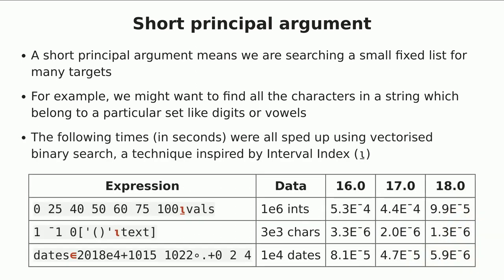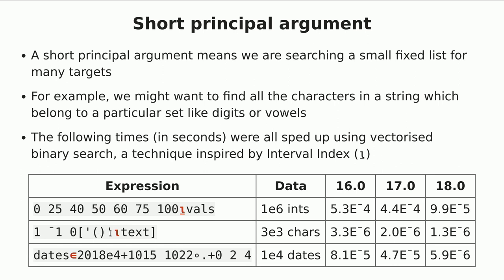So we've done a whole bunch of work on these short principal argument set search functions. So you can see here this first expression. It's grouping your values. Here's another case of interval index. So you have some boundaries, and you're grouping your values and saying which of these intervals between them does it go in. So for each value, I want to know whether it's 0 to 25, or 25 to 40, or 40 to 50, and so on. And this you can see, it's been made about 5 times as fast since Dyalog 16.